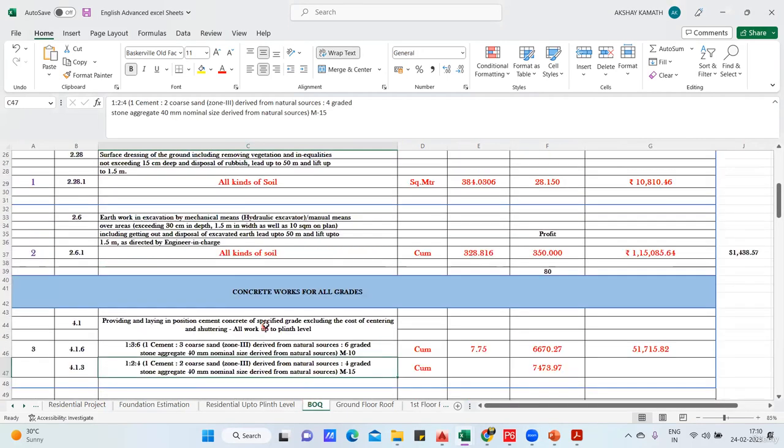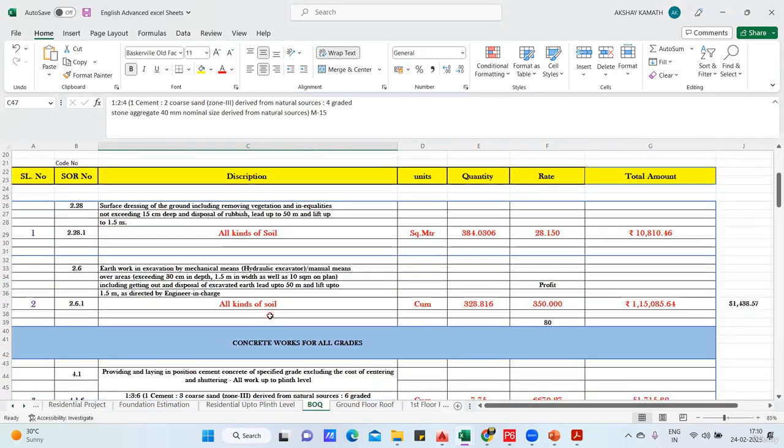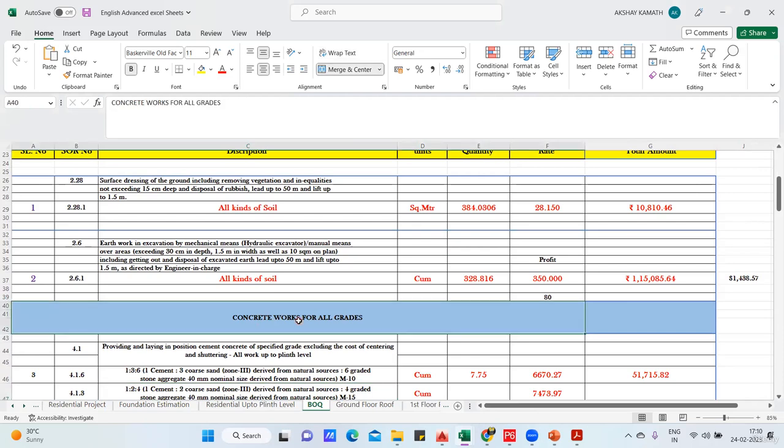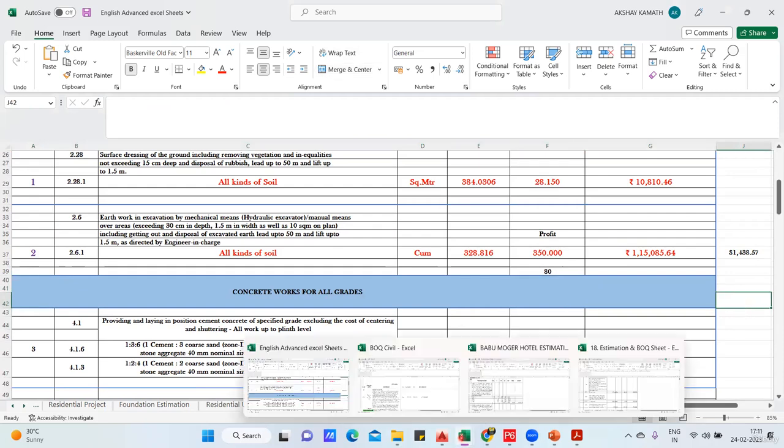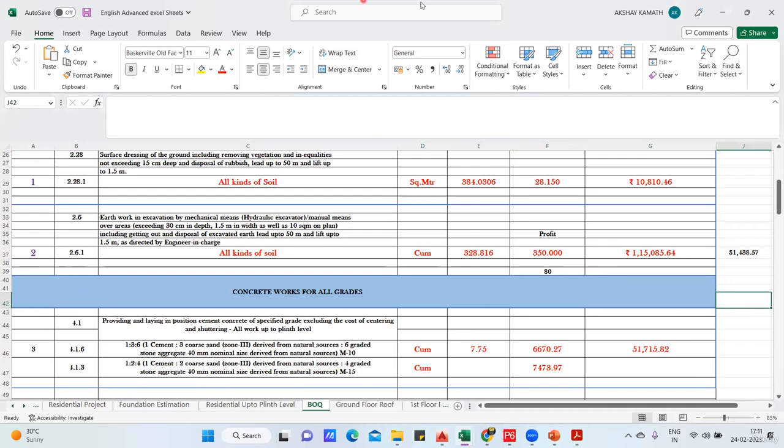So in the BOQ, I made one more row and I've written concrete work for all grades. If you want, you can make it. Else you can continue, like you can write serial number 3 and go with that. There's no hard and fast rule. Whatever I'm doing, you need not copy the same thing. Whatever you feel comfortable, you can do it.